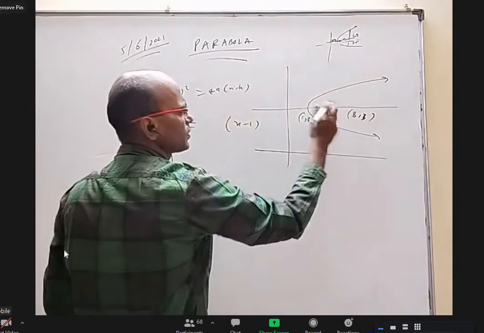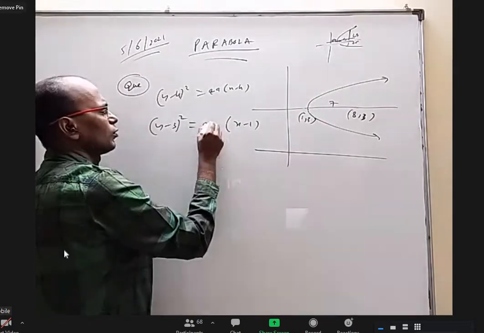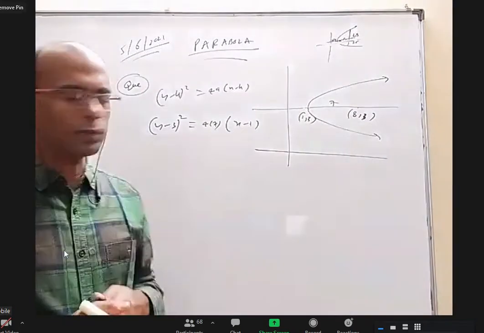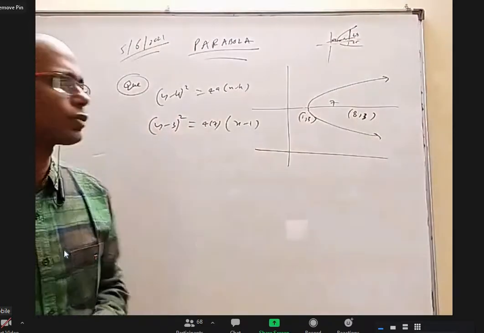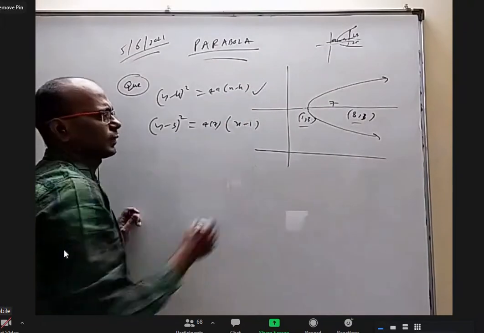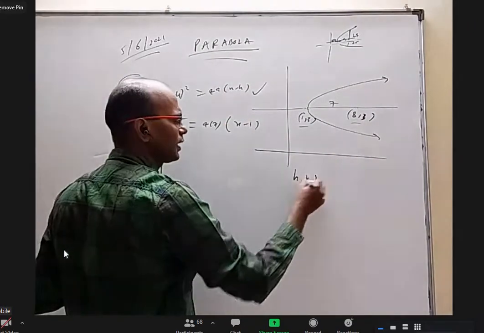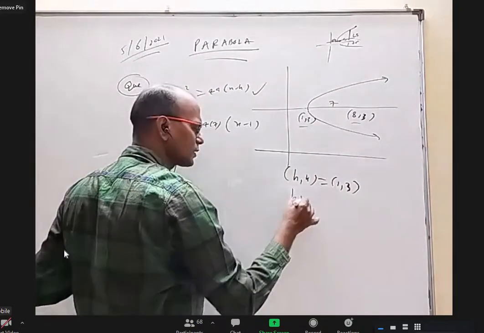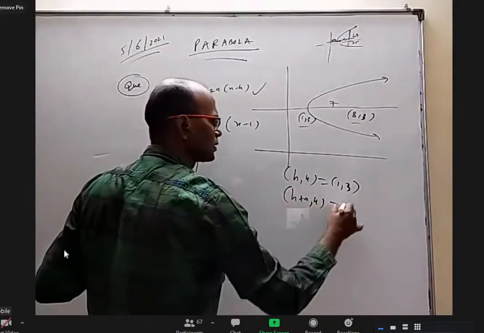So the distance between these two is 7 units. So because of that, 4 into 7. I'm writing directly, but if it is a question in the exam, you don't write directly. What you should do is, first, identify it as a horizontal parabola and let it be like this. Then (h, k), which is the vertex formula, should be (1, 3). Focus formula is (h plus a, k), which is equal to (8, 3).